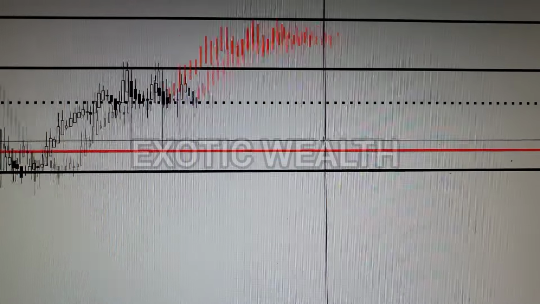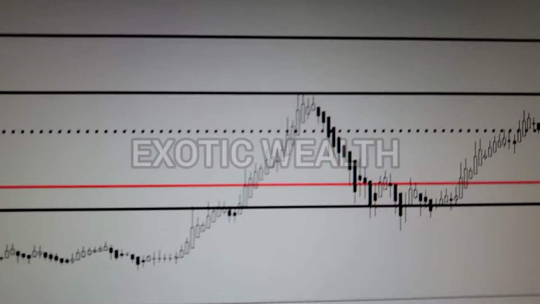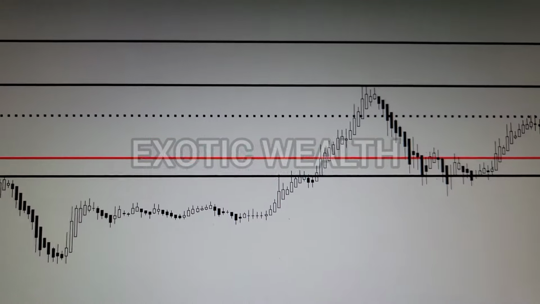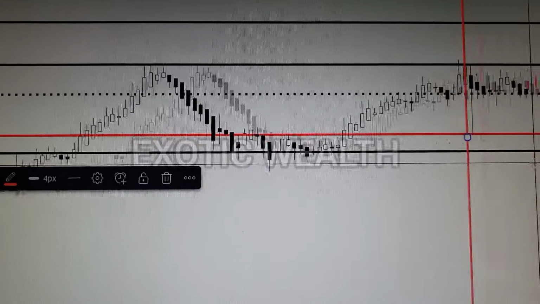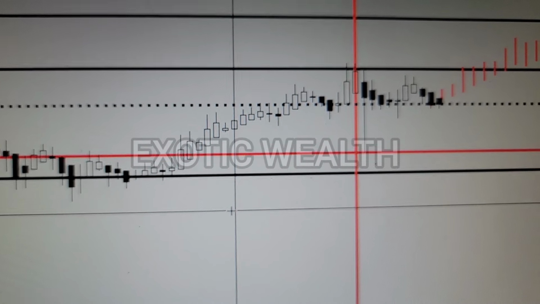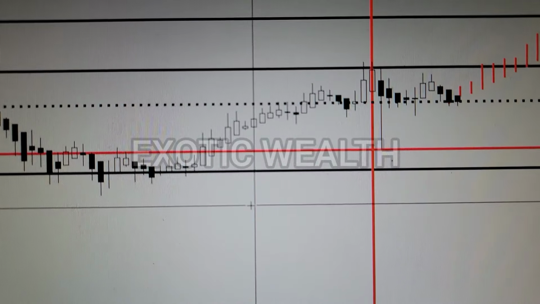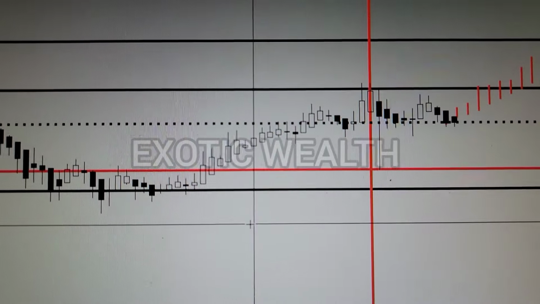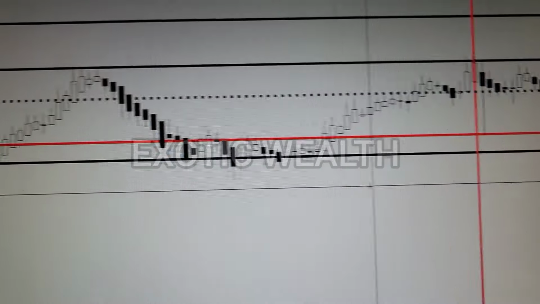Say for example, the market was right here at this point, at this red vertical line. I am simply getting in on my demo account because I think it's going up. I'm not going to enter on my live account. See, that's the difference with a lot of traders. They don't know what's going on.